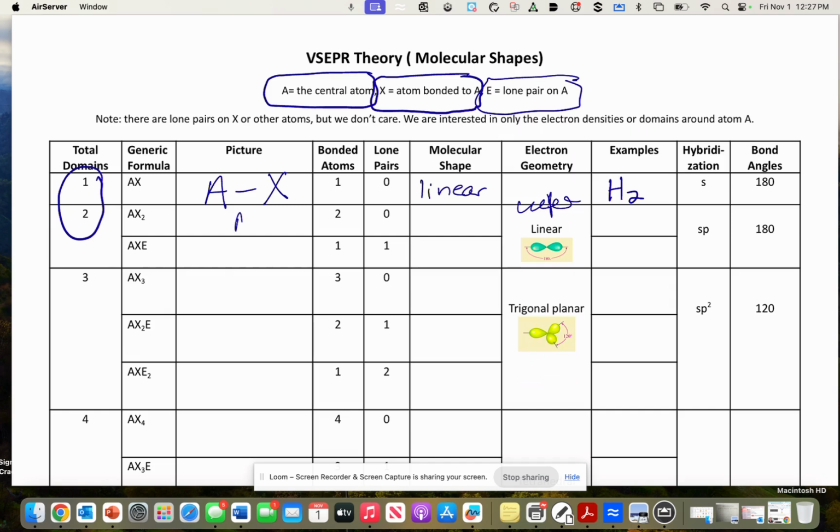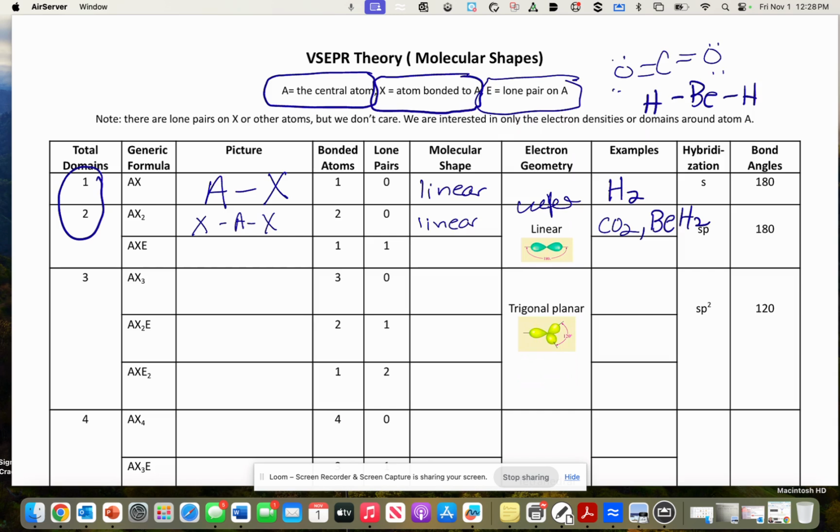Next one, AX2. Again, no lone pairs, just two bonds. So this is going to be linear. An example of this could be carbon dioxide, which is double bonded to O. We only count those double bonds as one domain, so there's a total of two domains around the central atom. We could also include beryllium bonded to hydrogen. This is an exception to the octet rule. There's no lone pair electrons on the beryllium. The beryllium is okay having 4 valence electrons.